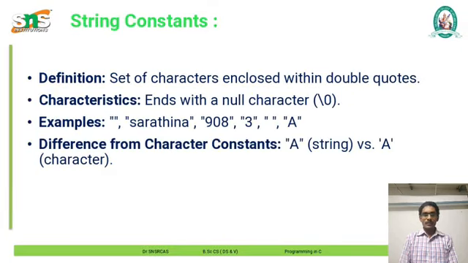String constants. A set of characters enclosed within double quotes is called a string. Strings end with a null character. Examples: a blank space within double quotes, a string of text within double quotes, "908", the number "3" within double quotes, and the character "A" within double quotes. The difference from character constants: capital A within single quotes is a character, whereas if you give it within double quotes it will be considered a string.